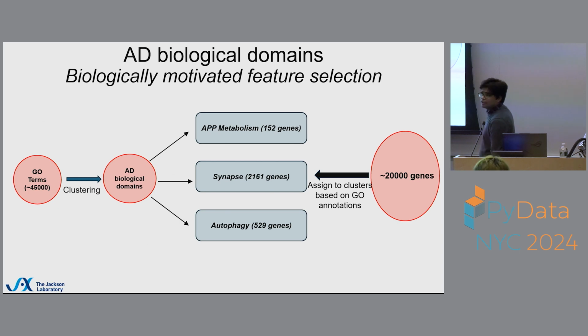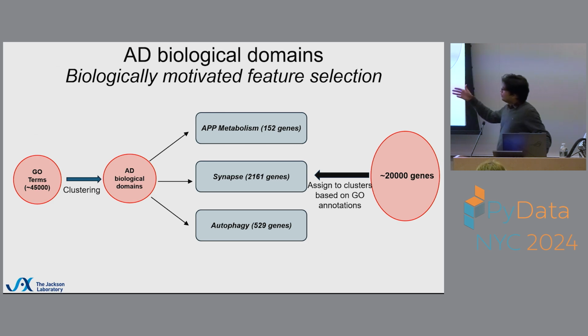How many people here are familiar with gene ontology? Anybody? Okay, one person. Gene ontology is just a standardized vocabulary that describes how genes function within biological processes. Every gene is tagged with one or more of these gene ontology terms, and we have approximately 45,000 of them.